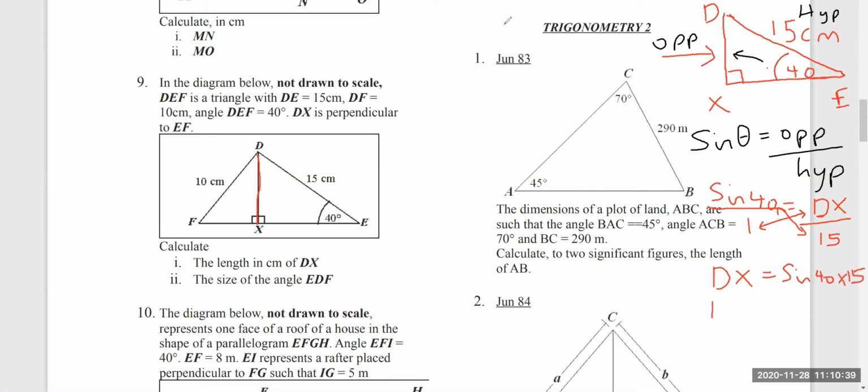Work this out in your calculator and you will get the value of dx. So we get dx is equal to sine 40 multiplied by 15. The answer you get 9 point what? 9.6. 9.6 centimeters. Also got dx is equal to 9.6 cm. Yes, sir. Nice. So this is the first part, finding out the length of dx.